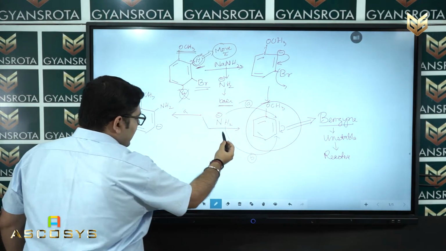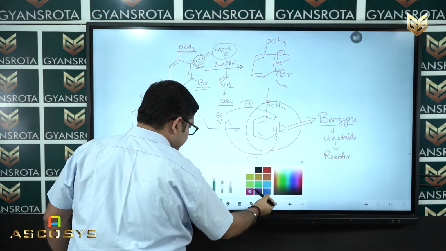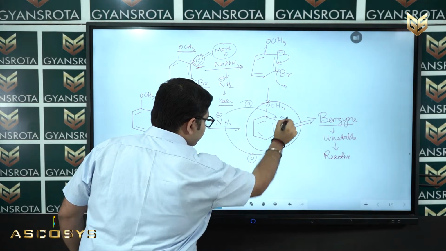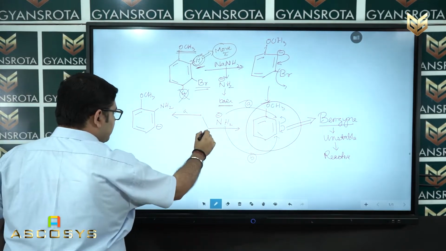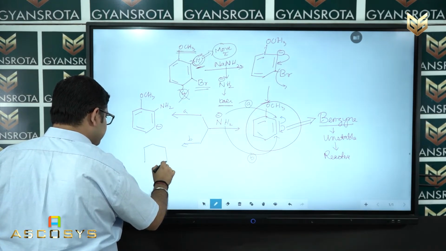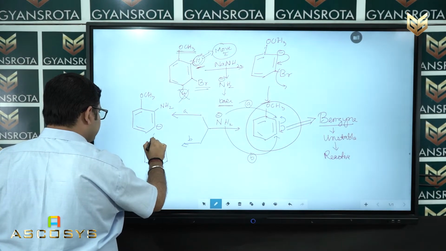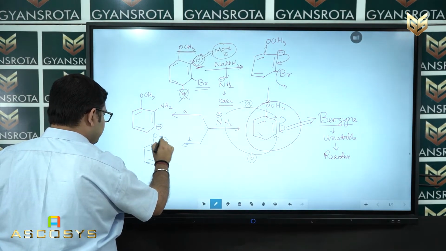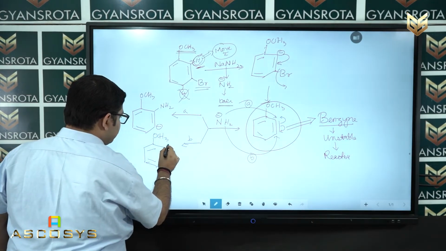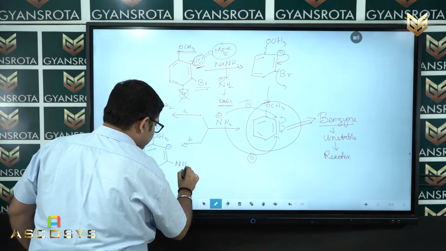Now, if it follows this B pathway, then what will you get? If you follow this B pathway, then it will attack on this side and this bond will break on that side, which means here this minus sign will come and here your NH2 group will be attached.